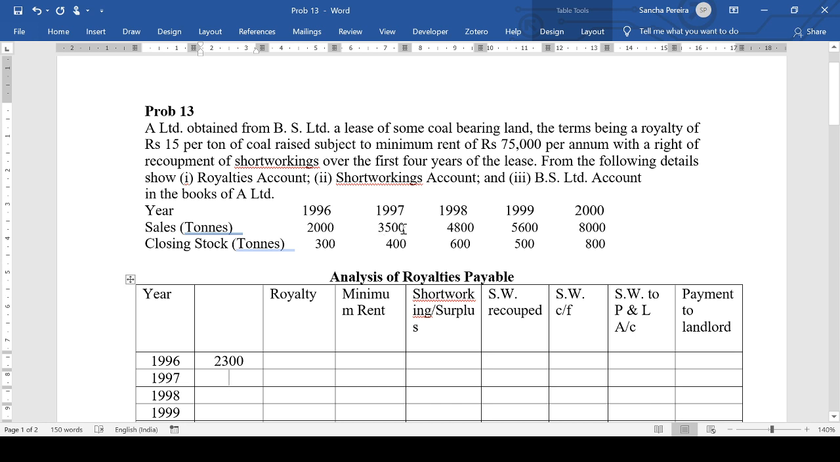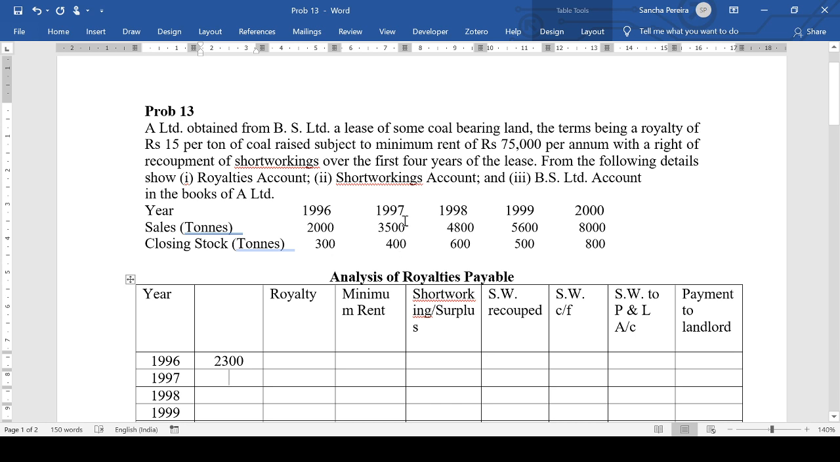In this 3,500, when they are selling, will they sell last year's closing stock as well? Why would they keep that aside? That's the stock that's left. So when they are selling, they'll sell last year's as well as whatever is raised this year. So basically, this 3,500 includes this 300, which was actually raised last year. So how much was raised in 1997? It's 3,500 minus last year's stock plus whatever is left this year.